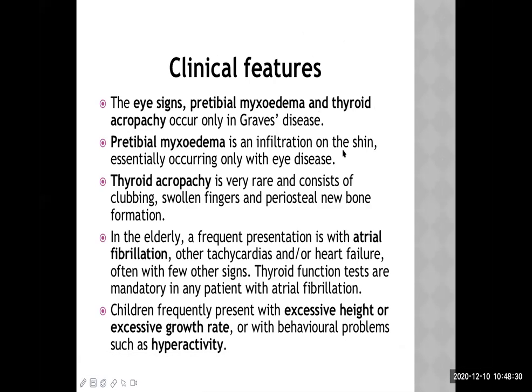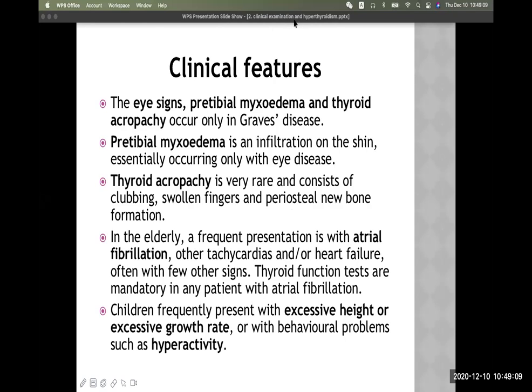Pretibial myxedema is an infiltration of the skin, essentially occurring only with eye disease. So it almost always occurs along with thyroid ophthalmopathy. So we need to examine for both. And if they are present, this is highly suggestive of Graves' disease. Thyroid acropathy is very rare and consists of clubbing, swollen fingers, and periosteal new bone formation. Because of that, it may be a painful condition. It is a bit like hypertrophic osteoarthropathy, if you remember.